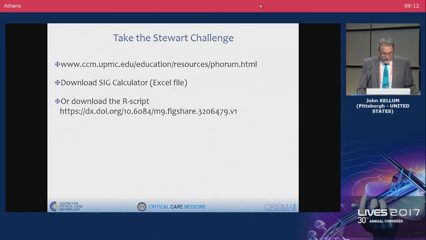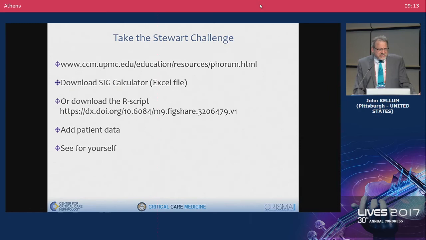Or you can download the R script if you're familiar with using it from the PLOS One publication that I showed you. You can add patient data. This is the best way. I've been putting this challenge to people for about a quarter of a century, and no one has ever sent me a case that doesn't fit. So I should offer a cash prize if you can show me a case that doesn't fit. But see for yourself. I think that's the best way.